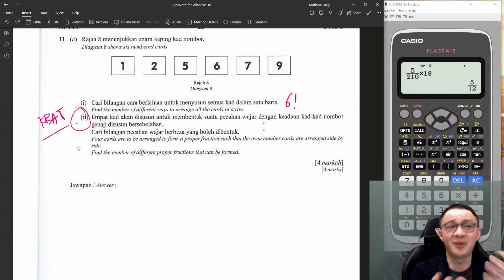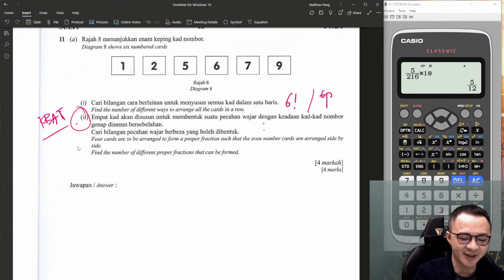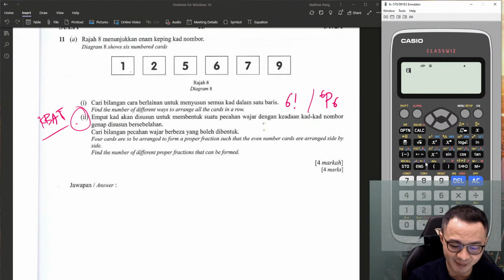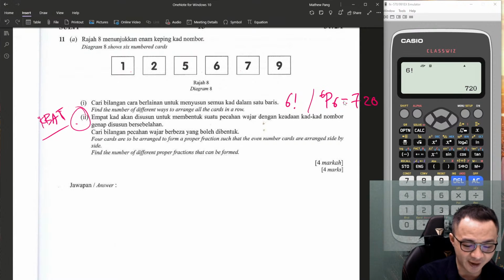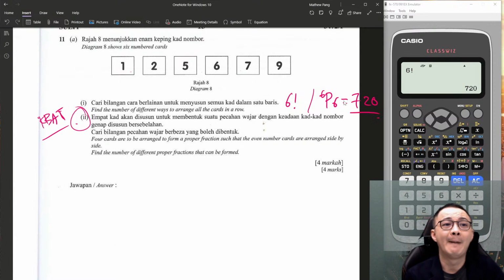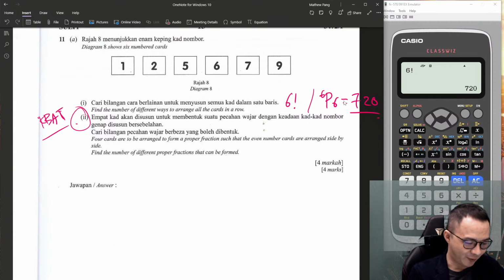Or some students prefer to use permutation to arrange them. Yes, you can do 6P6. Both will give you the same result, so no need to worry. So you just type in my calculator 6 factorial. Where's my factorial button? Yeah, it's here. So I believe it's just 1 mark, 720. This is the answer for part A1.